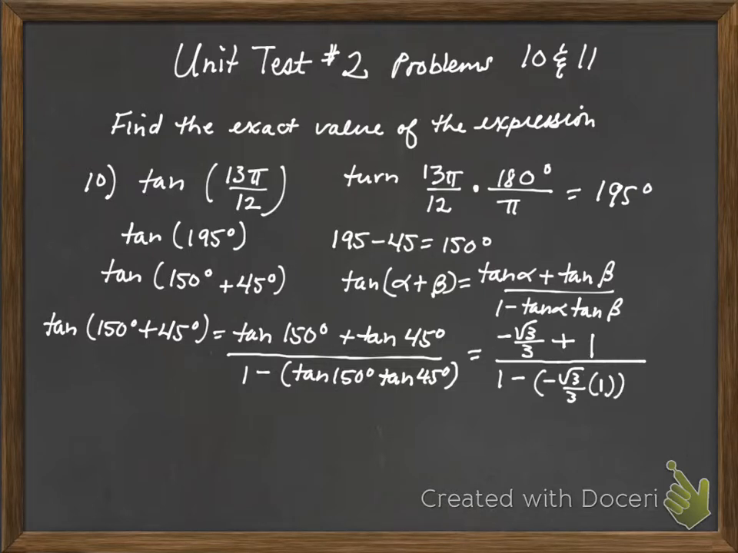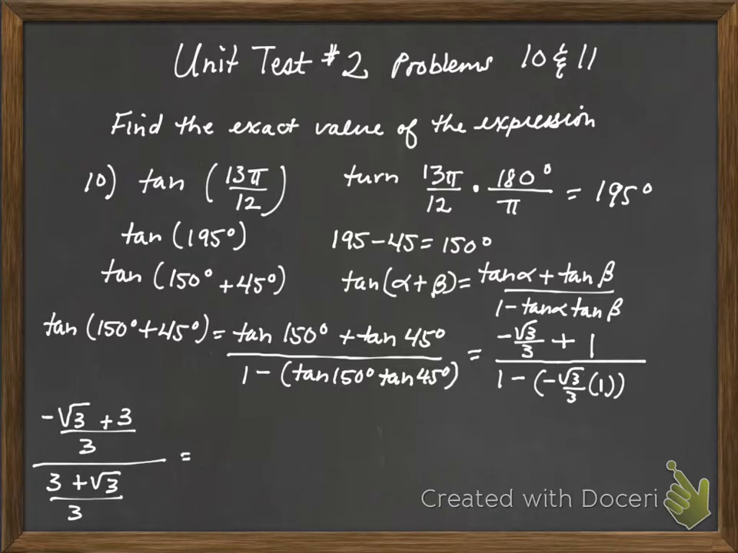Okay, now I'm at the point I need a common denominator. So in the numerator, the common denominator is going to be 3. So I'm going to change that 1 to 3 over 3. So when I do that, I get negative radical 3 plus 3 over 3. That's the numerator. In the denominator, I'm going to get 1 plus radical 3 over 3. So once again, finding a common denominator, I'm going to get 3 plus radical 3 over 3.